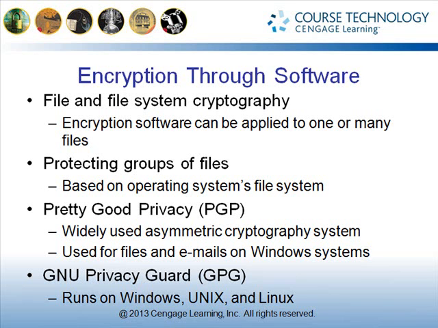Now, if I'm going to protect individual files or multiple files through the file system, it can be performed using software such as Pretty Good Privacy, PGP. This is one of the most widely used asymmetric cryptographic systems for files and email messages on a Windows system. There is this commercial product, PGP. Likewise, there is an open source product called GPG, and this open source product runs on Windows, Unix, and Linux. Both PGP and GPG actually use both asymmetric and symmetric cryptography.